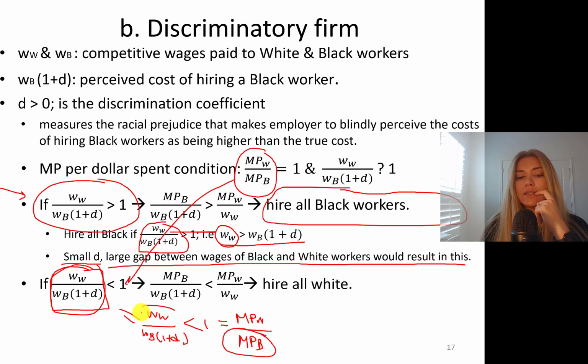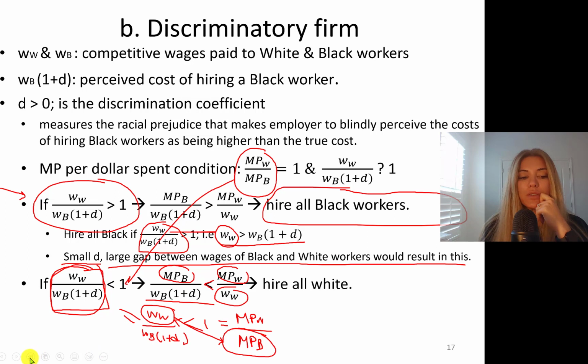And let's exchange the places of these two terms. So then you get MPB moves to the numerator, left-hand side, divided by black wages with the discrimination coefficient, less than MPW divided by... we moved WW down here to the denominator of the right-hand side.